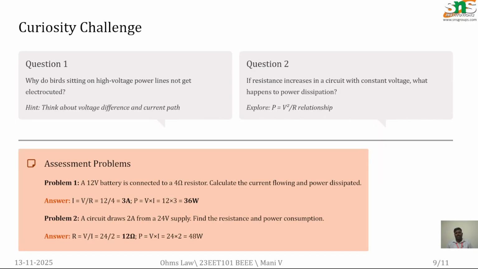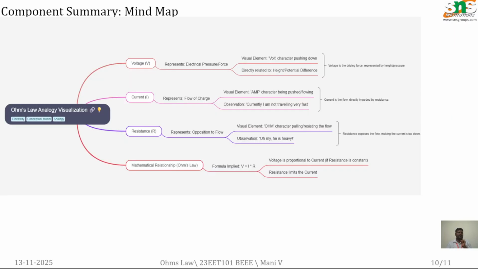And this is the curiosity challenge. Why do birds sitting on high voltage power lines not get electrocuted? And second, if resistance increases in a circuit with constant voltage, what happens to power dissipation? You can put your answer in the comment section. On the high voltage tower lines, some birds sit on the lines but don't get shocked. Just think and put your answer in the comment section.